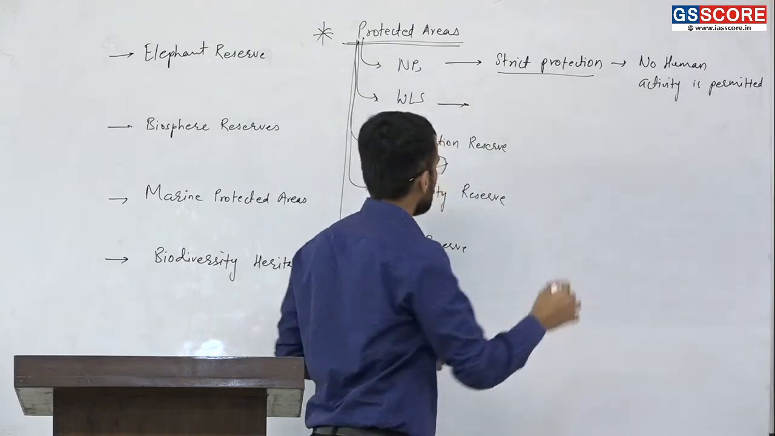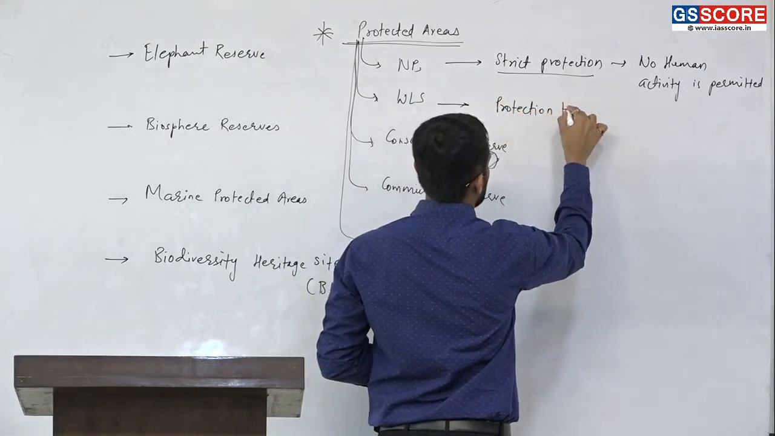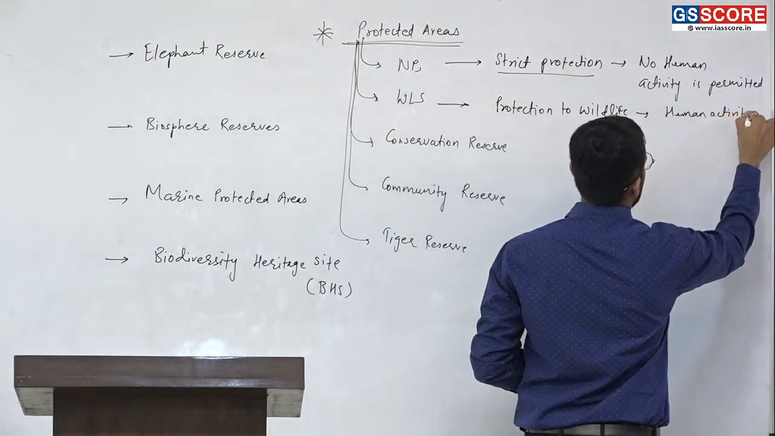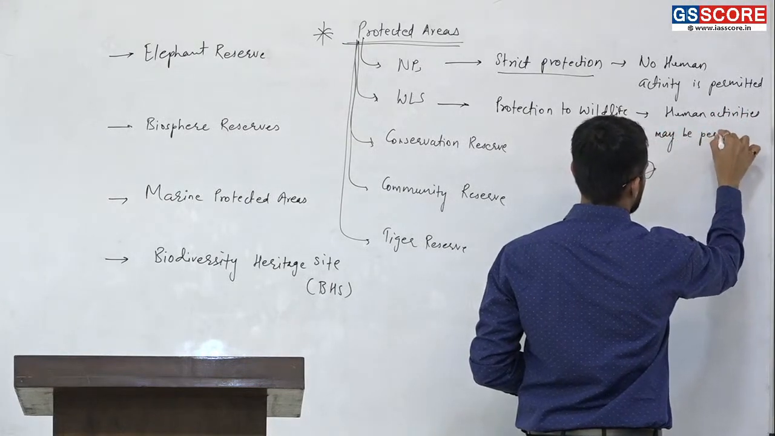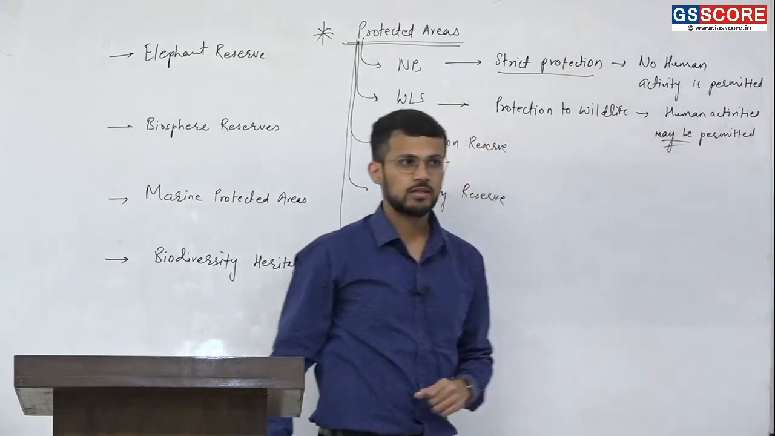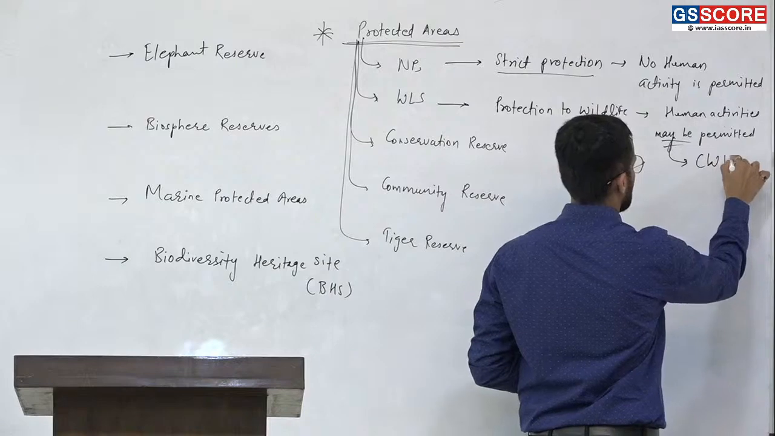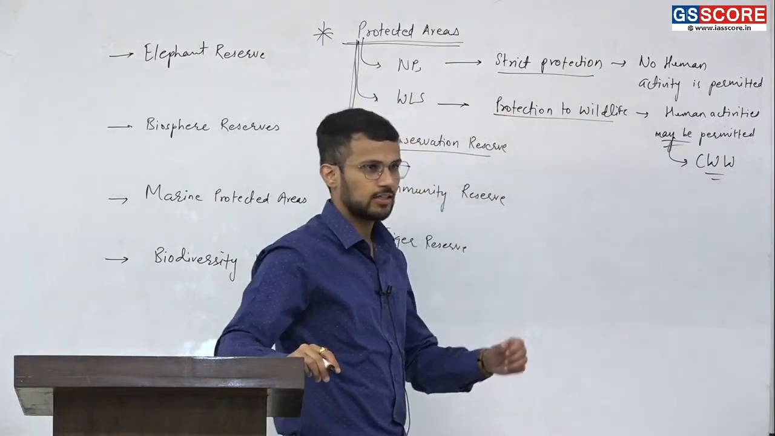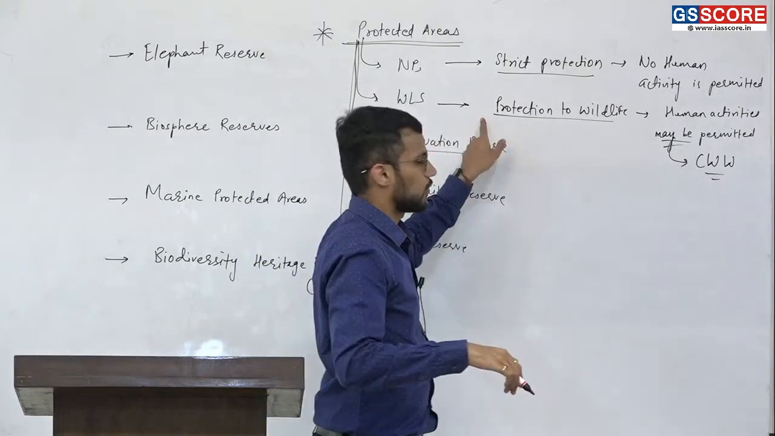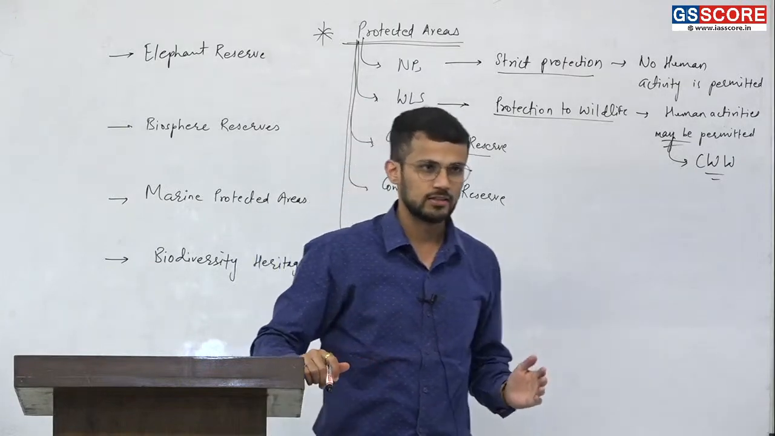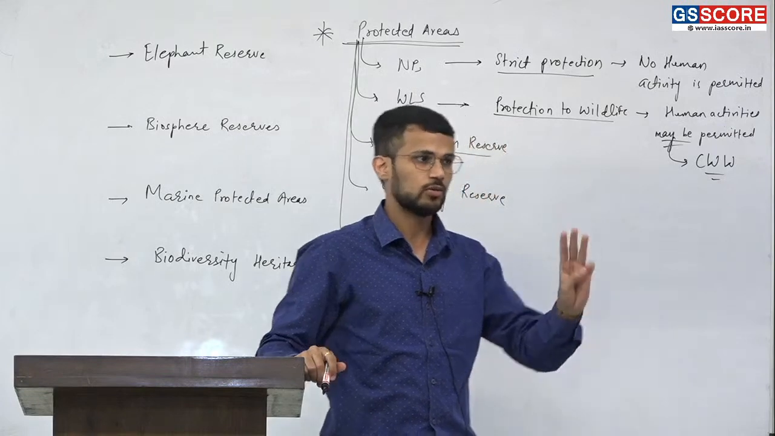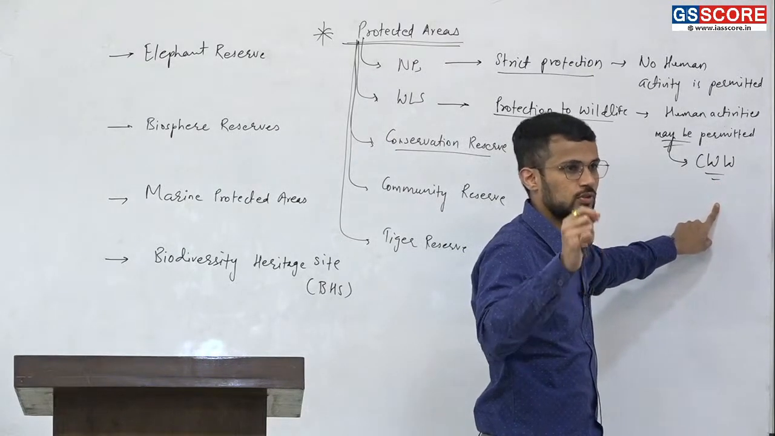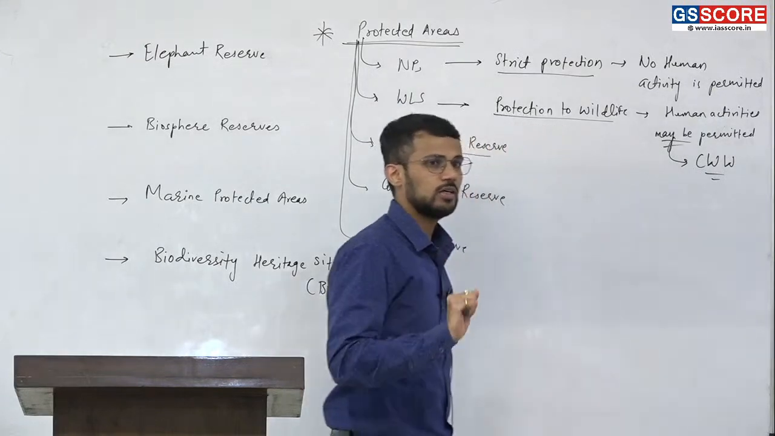In wildlife sanctuaries, there is protection to wildlife, but at the same time, human activities may be permitted. And who will permit those human activities? CWW, the Chief Wildlife Warden, permits those kinds of activities, fine. Even grazing is not prohibited under wildlife sanctuaries. It is the CWW who will decide whether it should be allowed, prohibited or regulated. That will be decided by the Chief Wildlife Warden of that particular state. And the Chief Wildlife Warden, as we discussed yesterday, is the administrative head of protected areas in that particular state. Fine.